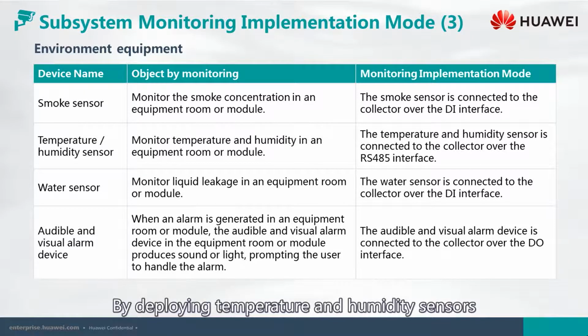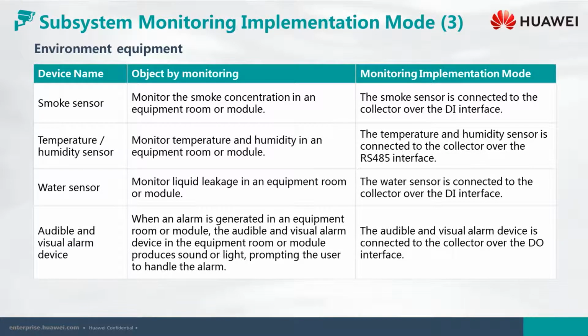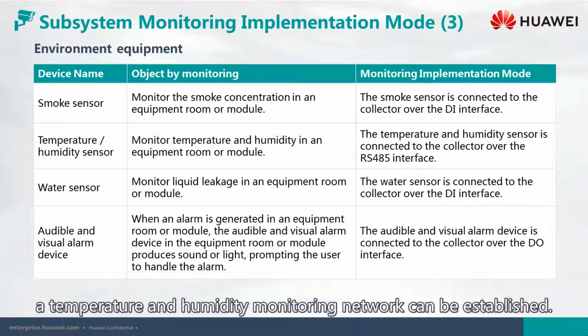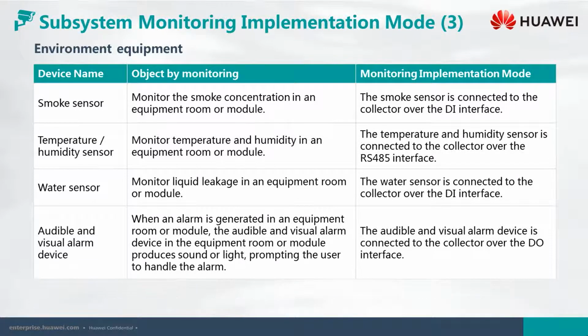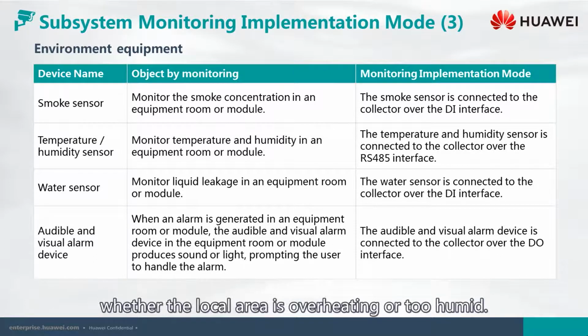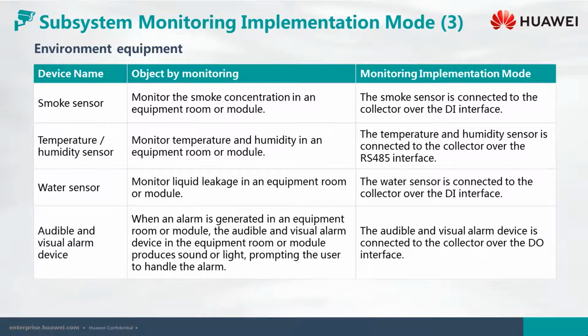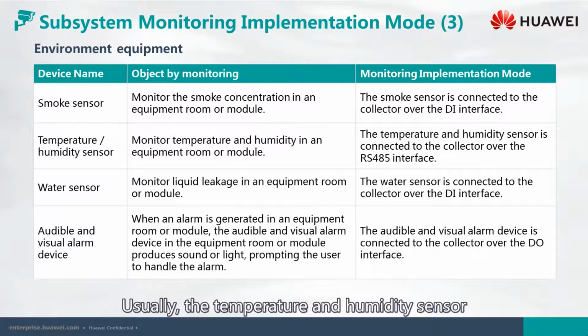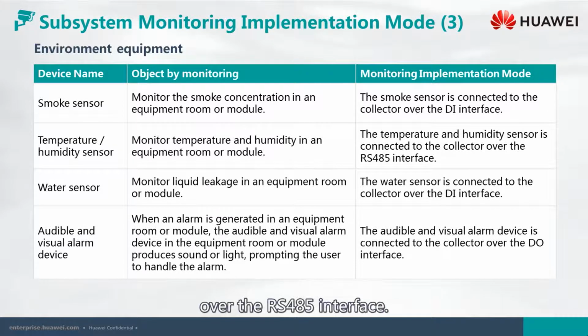By deploying temperature and humidity sensors in multiple areas of the data center computer room, a temperature and humidity monitoring network can be established. Then, it is easy to discover whether the local area is overheating or too humid. Usually, the temperature and humidity sensor connects to the collector over the RS485 interface.